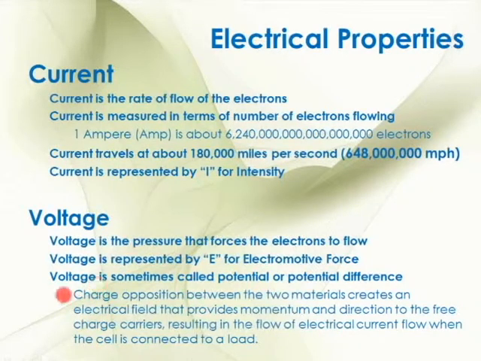So that's why they call voltage potential difference, because it's the potential difference between the negative side and the positive side that gives you the voltage, and that voltage is the pressure that pushes those electrons. So that's current and voltage.